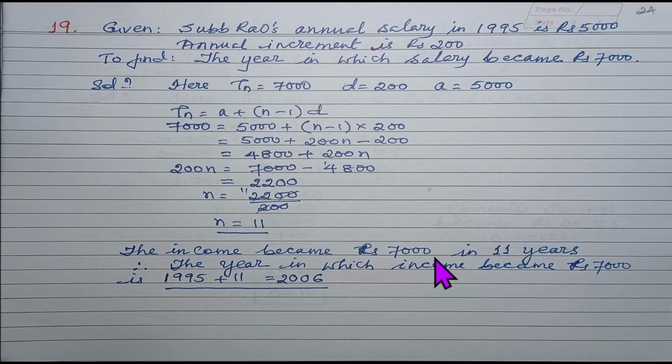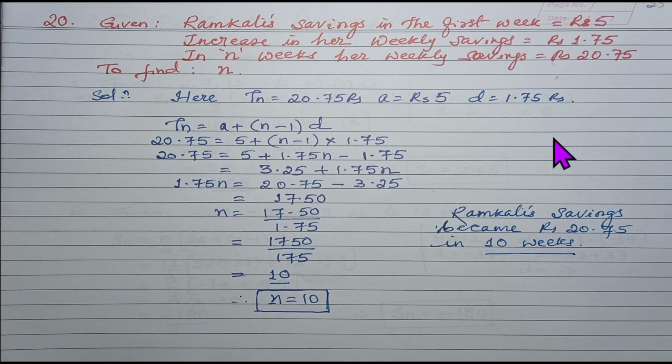So here the question asked is how many years, but we have also found out the year when his salary becomes 7,000. Remember that. Now coming to the next example, Ramakali's savings in the first week is rupees 5. An increase in her weekly savings is rupees 1.75. In n weeks, her weekly savings becomes rupees 20.75. Now we have to find out the number of weeks when her savings becomes rupees 20.75.